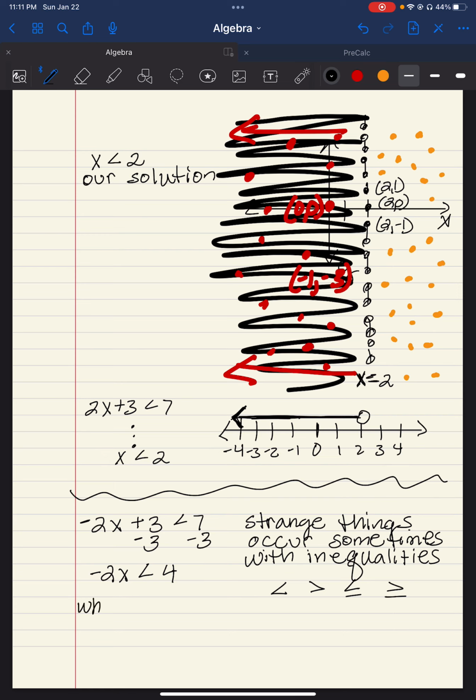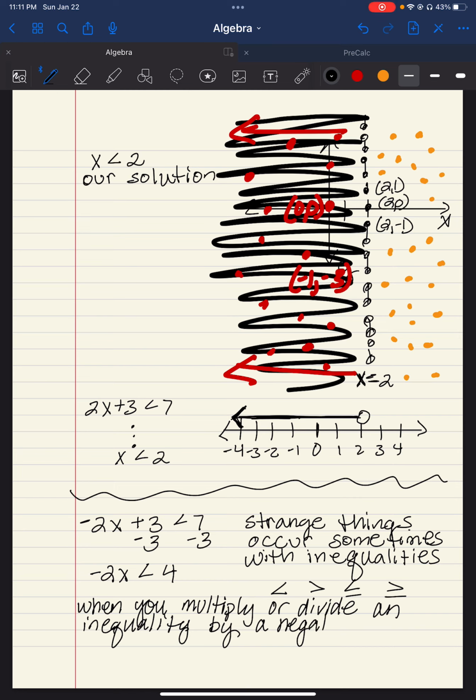Here's the problem. When you multiply or divide an inequality by a negative number, you have to switch the sign as well. You have to change the inequality.